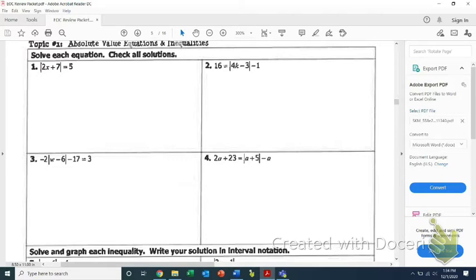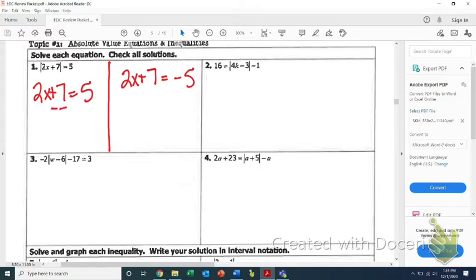On your paper, go ahead and draw a line right down the middle of your box. You're going to have an equation of 2x plus 7 equals 5, and 2x plus 7 equals negative 5. If you notice what I've done here, I've changed the sign on what my equation is set equal to. Next, we just solve for x. On both equations, I am subtracting 7.